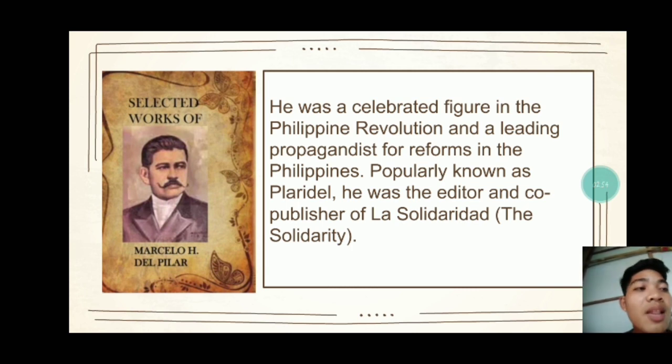So Marcelo H. Del Pilar worked to destroy the friars' or the Spaniards' authority and influence on the country's affairs.